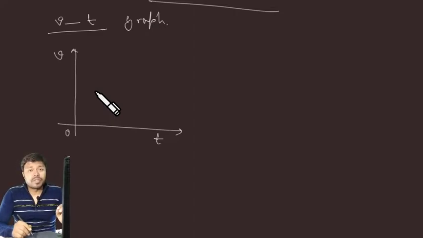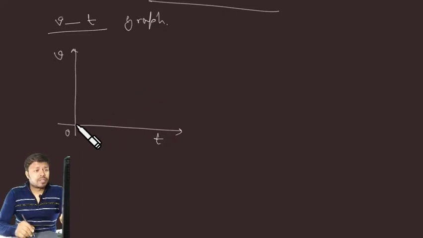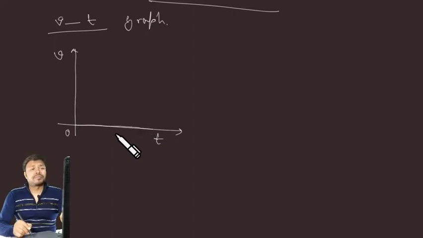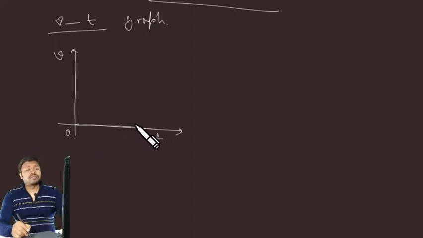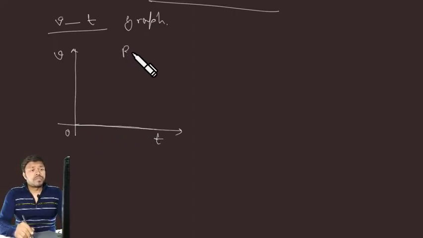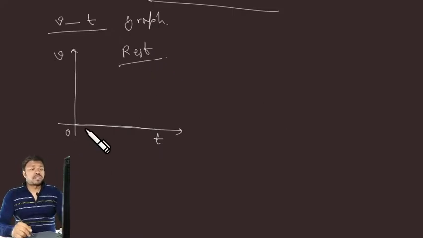Means what? Velocity 0. Of course 0. Velocity 0 means the motion would simply go like that. Means the curve will never leave the t-axis, and it will follow the t-axis. It will be on the t-axis when the velocity is 0, means the body is at rest. Okay, whatever time it is, the velocity is 0.